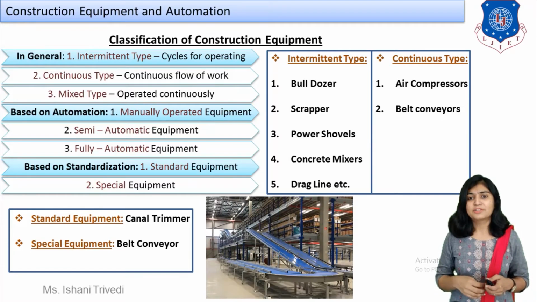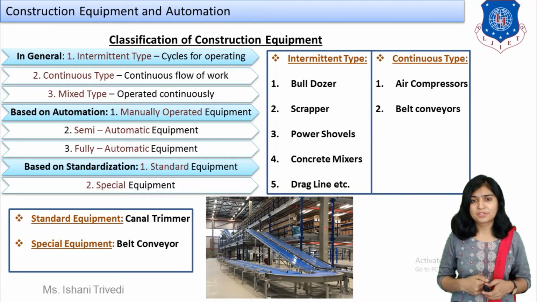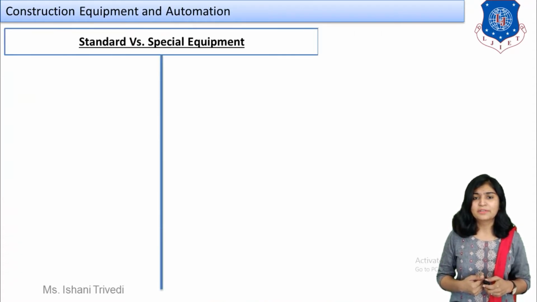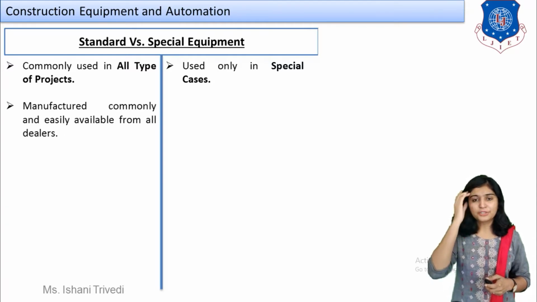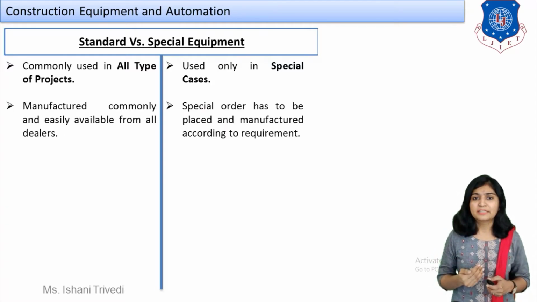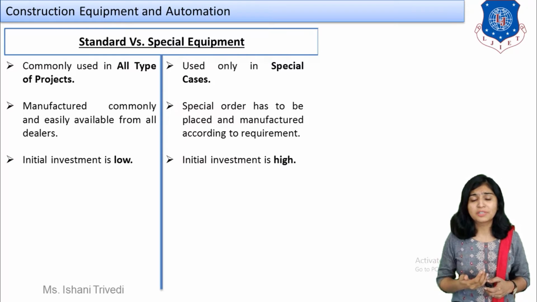And second, if I talk about the special equipment, then it is your belt conveyors. I think you have seen in your life what is a belt conveyor, but still I am flashing another image over here which you can see. This is your example of a belt conveyor, right? Now let us move forward with the discussion regarding standard equipment versus special equipment. Now, as I told you, there are certain types of equipment which will be standard throughout the country and there will be some which have to be designed.